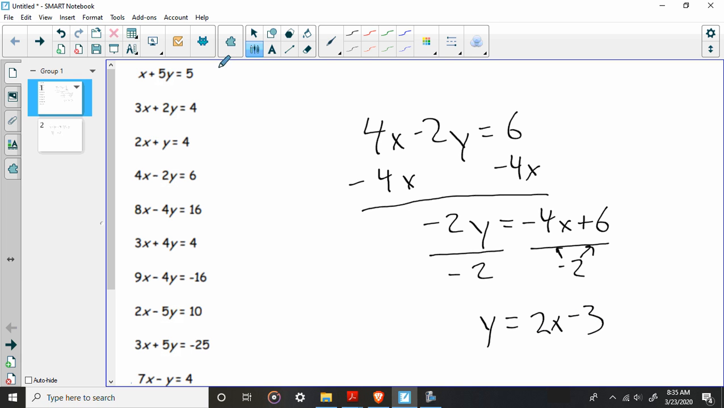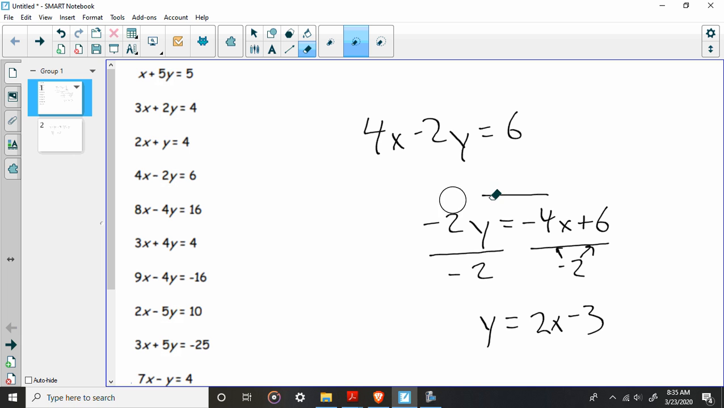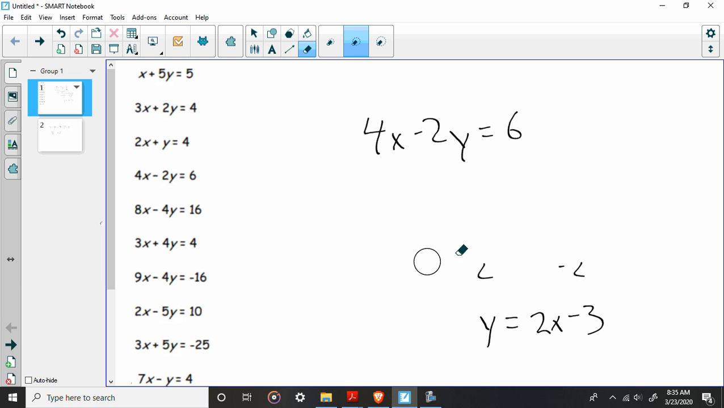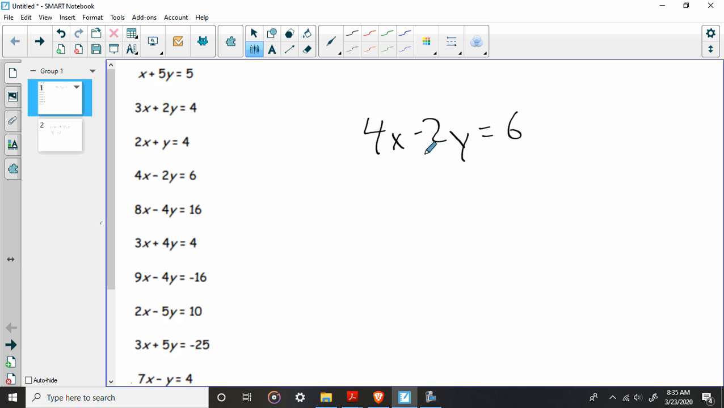Here, if you thought about dividing first, it wouldn't have been the worst idea in the world. Just to show you guys, if you had thought about dividing first, we know we have to distribute this negative 2, right? That's going to be our last step, because we have to get y by itself. That's what we're going to be dividing by. Well, this is divisible by negative 2, this is divisible by negative 2, and this is divisible by negative 2.